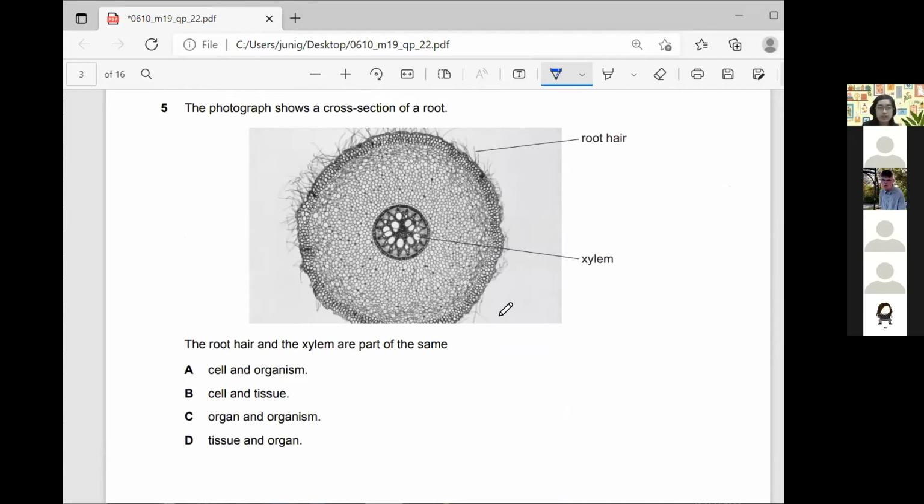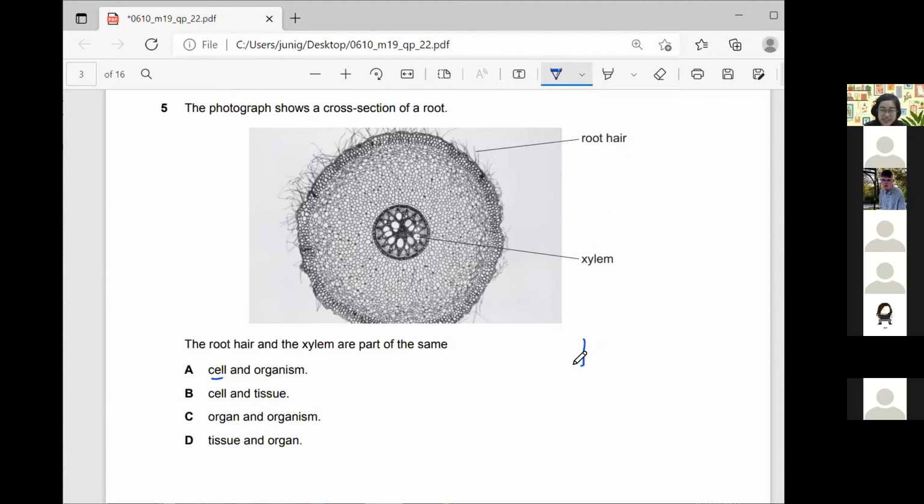Right. Next one, the photograph shows a cross-section of a root. Okay, so we have here, this is the root. Now, the root hair and xylem are part of the same what? Okay, so I got different answers. Okay, so we go through them one by one. First of all, we have root hair and xylem. Are they the same cell? No, they're not. They are very different cells.